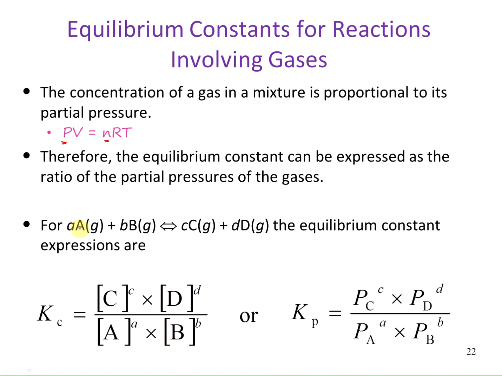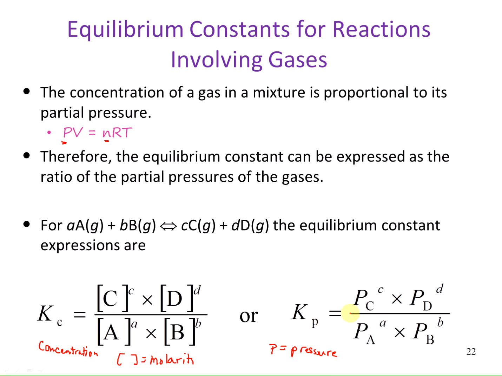So for the reaction A plus B goes to C plus D, there are two ways that we can write this equation. We can do what we've been doing before, where we have the Kc, where C represents the concentration, and remember the brackets mean molarity. Or we can write the Kp, so this is the equilibrium constant where P represents pressure.